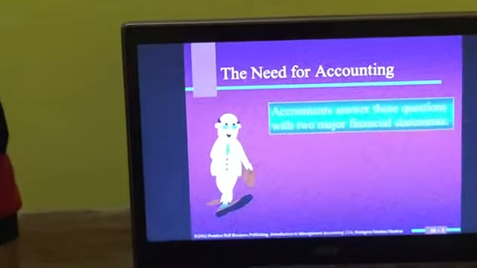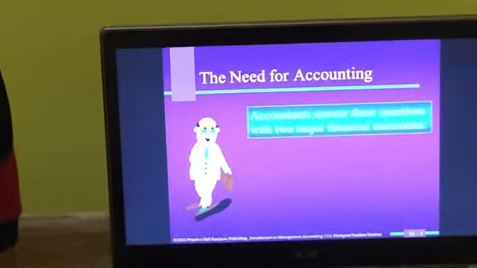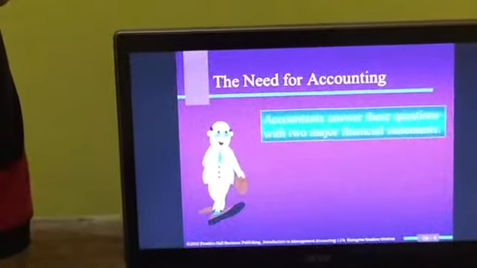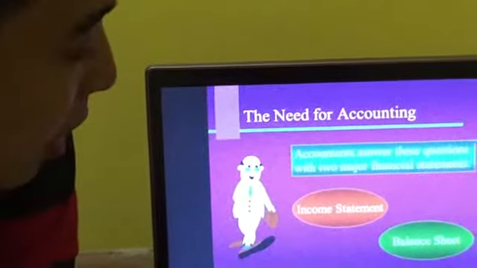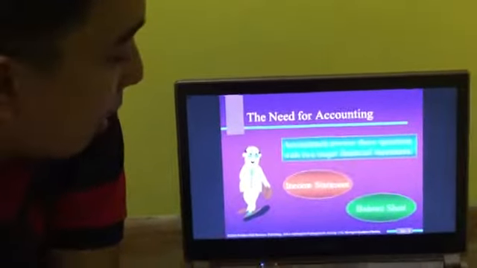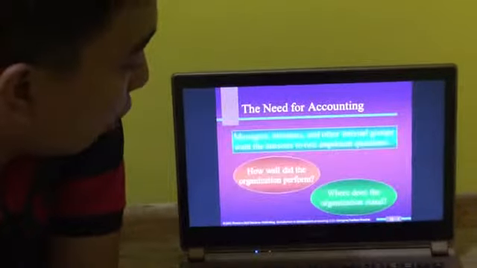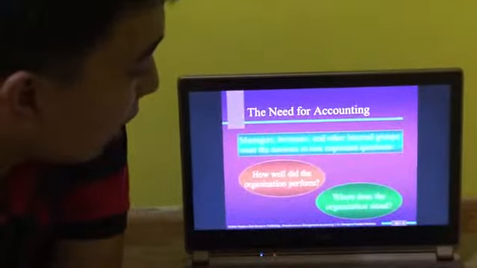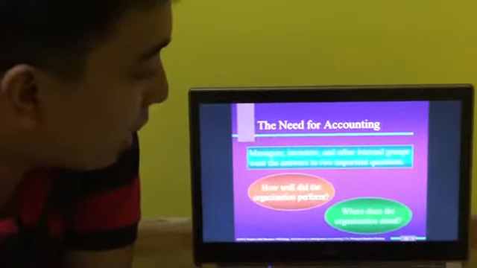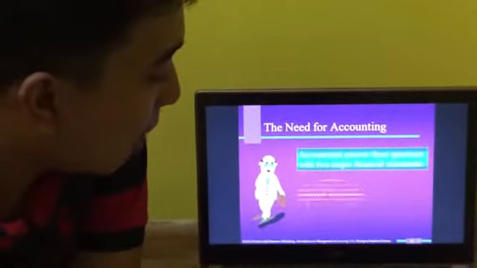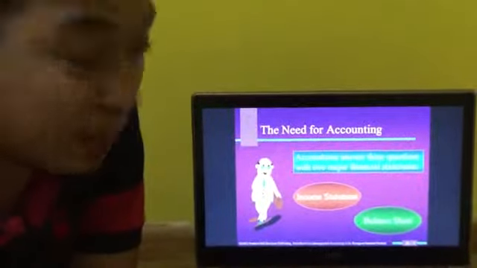So accountants answer these questions with two major financial statements: first, the income statement, and second, the balance sheet. The income statement answers the question, how well did the organization perform? And where does the organization stand is answered by the balance sheet.